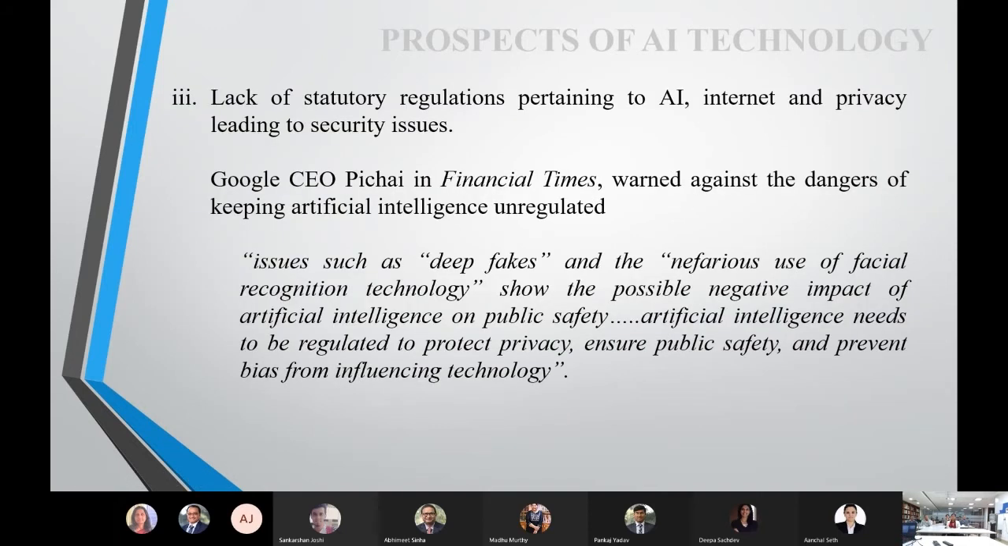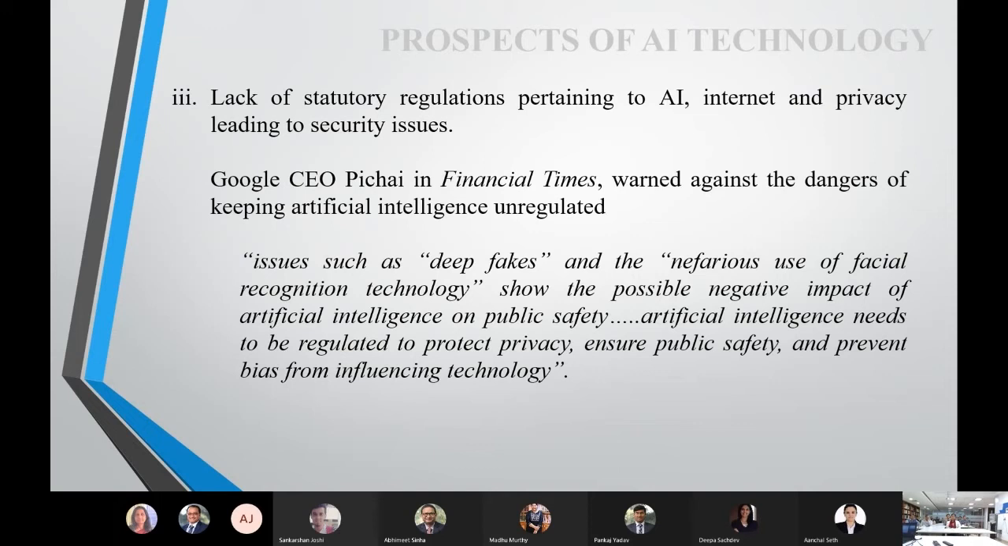And the third, which is very important hurdle, is the lack of any statutory regulation. Because as we all know, AI works on so many things. There's internet, of course, there's so much data involved which you are feeding in. So there has to be specific regulation so that the data or whatever privacy is there, that is not misused. As of now, though there are some regulations, but even globally also, there is a requirement and people like Google CEO has also voiced and raised the concern that unless we do something about the regulatory aspect, the use of AI can prove to be very detrimental.